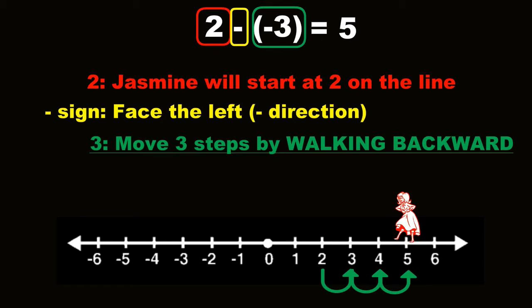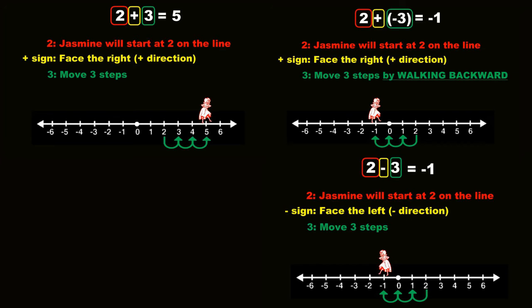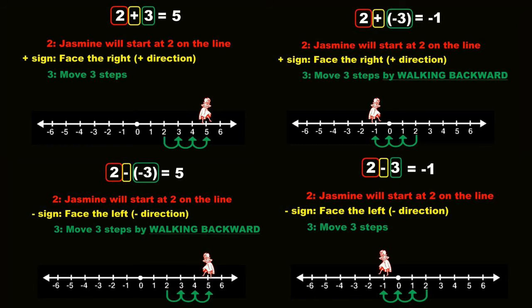Let's not end our discussion here. I'm going to put all 4 examples on the screen. Do you see the pattern? You may pause and look carefully. When we inspect, we'll see that 2 plus 3 and 2 minus negative 3 gave the same answer. That's the rule. When we subtract a negative number, we are effectively adding the opposite positive number. Walking backward is awkward, right? So next time you see subtracting a negative number, you may just add the opposite positive number.